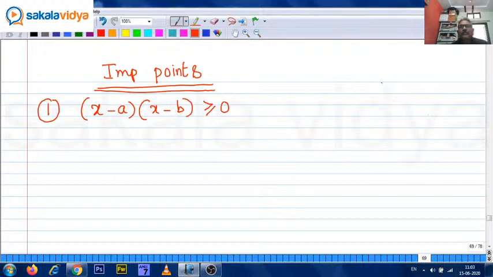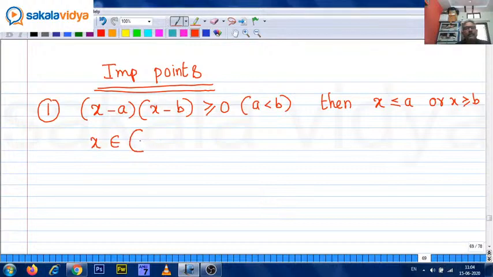See, here remember a less than b. First equate to 0, you get a, b. Then here you can write like this: x is less than or equal to a, or x is greater than or equal to b. Or you can write x belongs to minus infinity to a closed, union b to infinity closed. So understood now?